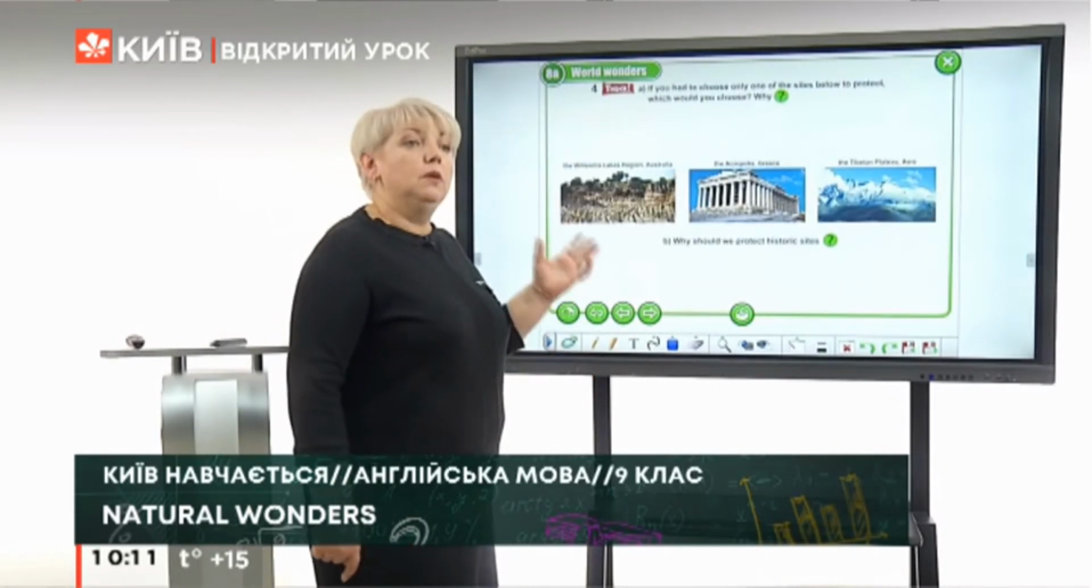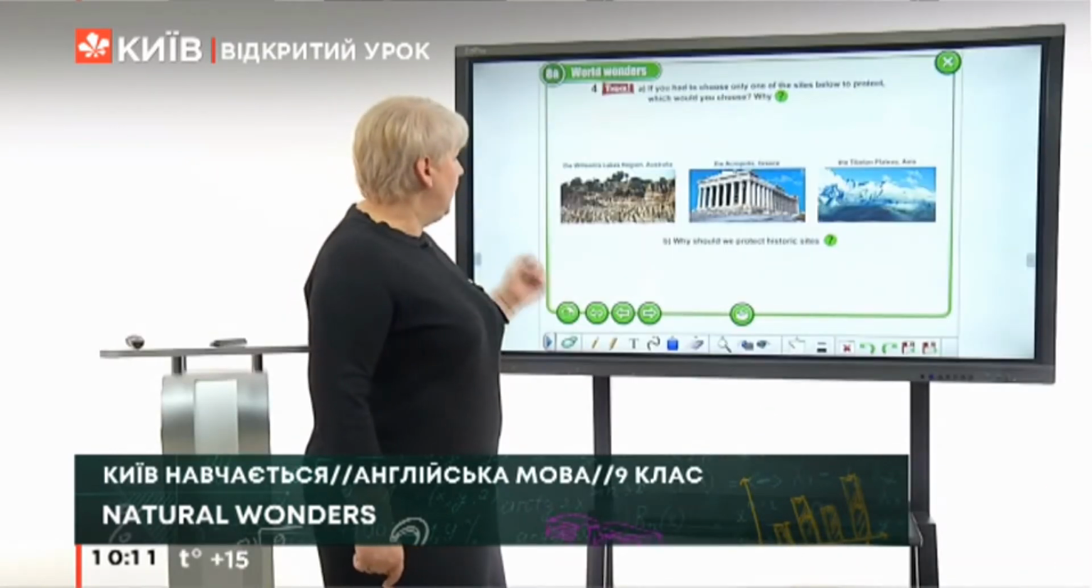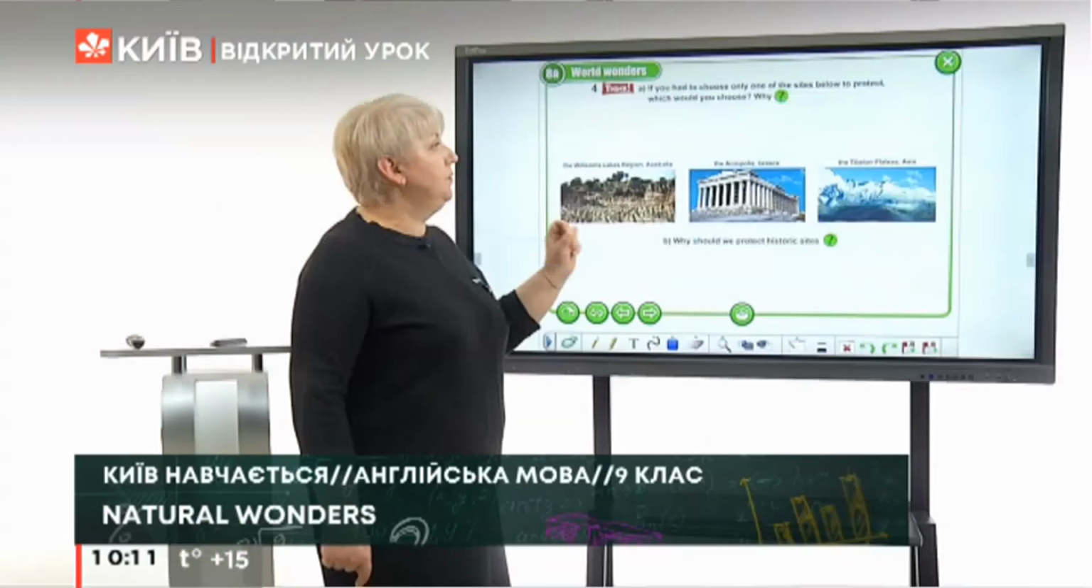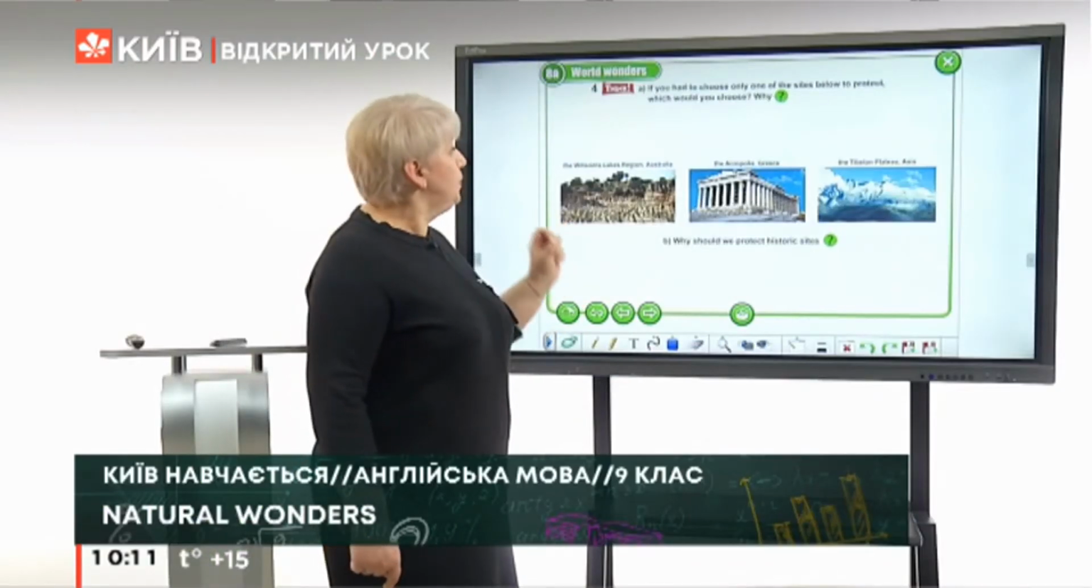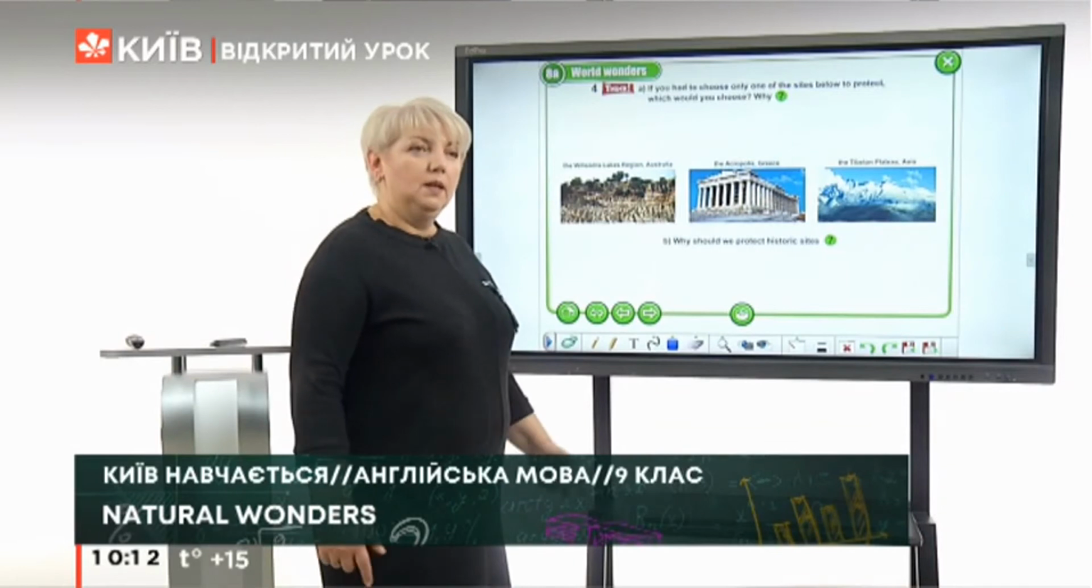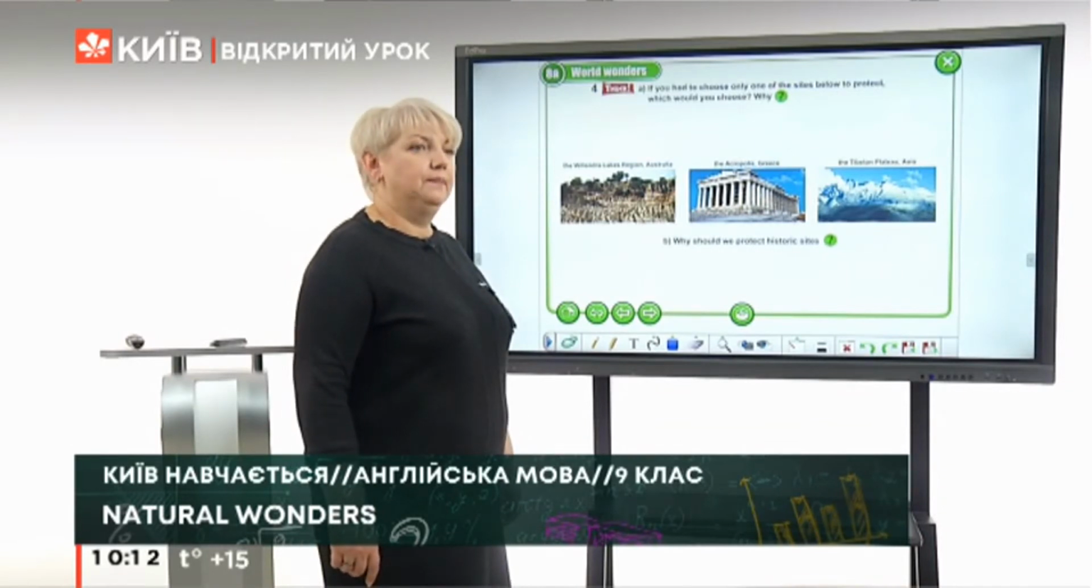So, you have photos of these three sites: the Willandra Lakes region, the Acropolis, and the Tibetan Plateau. If you had to choose only one of these sites to protect, which would you choose and why? Think a bit.